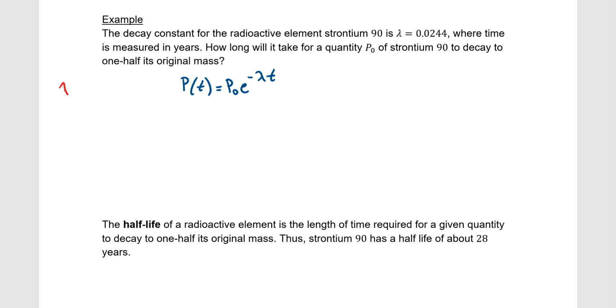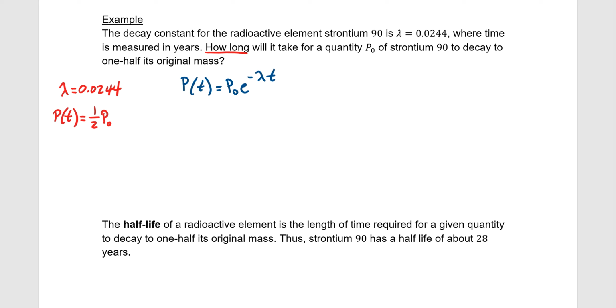And we know that lambda is 0.0244. And we want to know how long, so we're looking for t. We don't have an actual value for P naught and P of t, but we're seeing how long it will take for the quantity itself to decay to 1/2 the initial mass. So we're saying, what is t for P of t equals 1/2 times the initial?